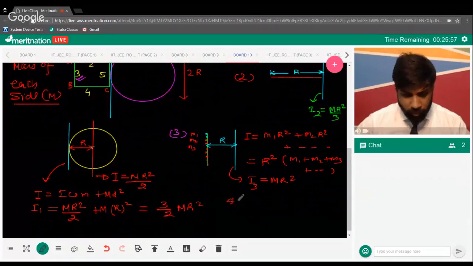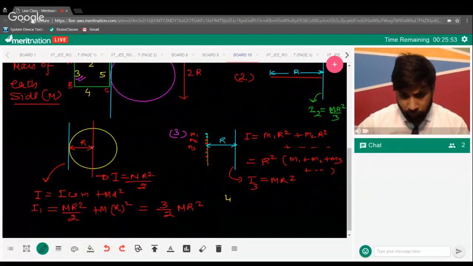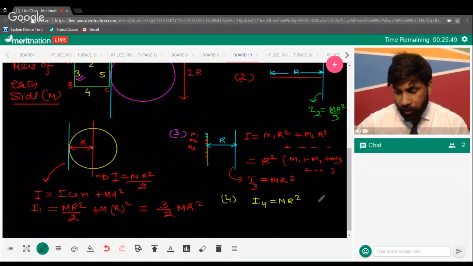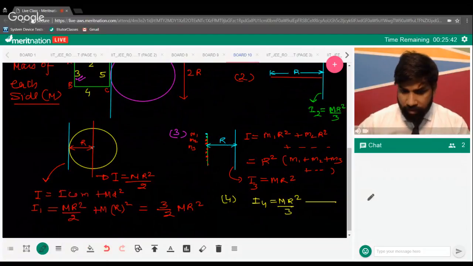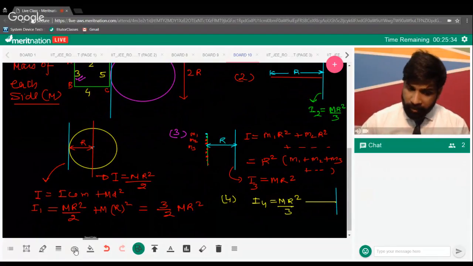Here we'll talk about the fourth part. Here I4 is equal to mr square by 3, because this is the rod of length r and mass m, and this axis is passing through one of the ends of the rod. So that will be equal to mr square by 3. This is I4.